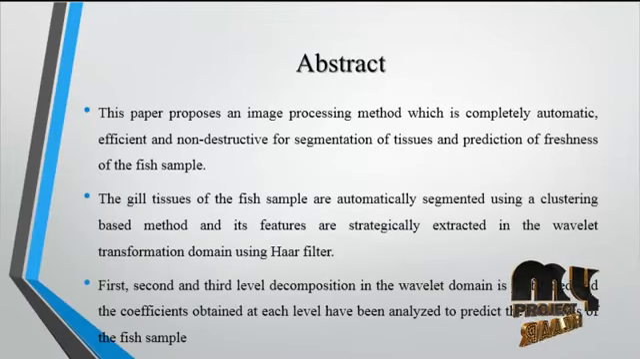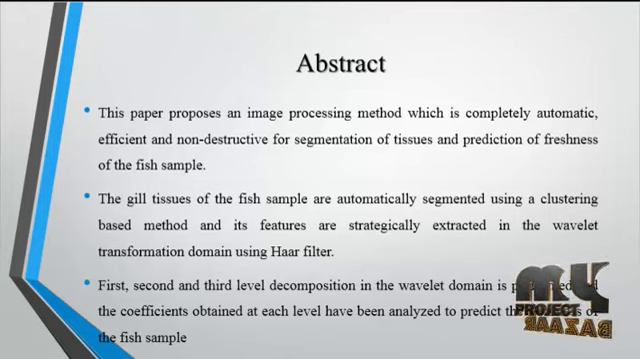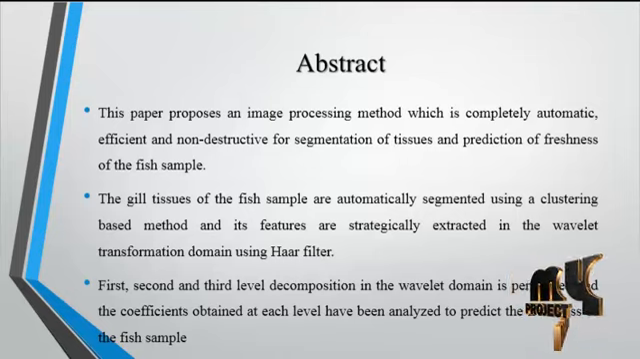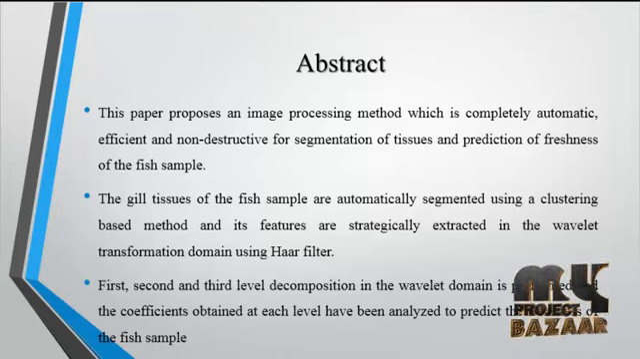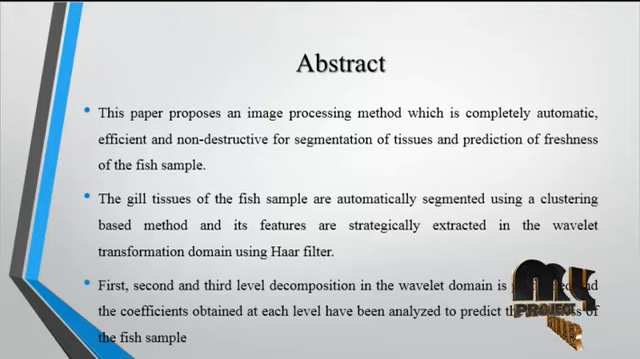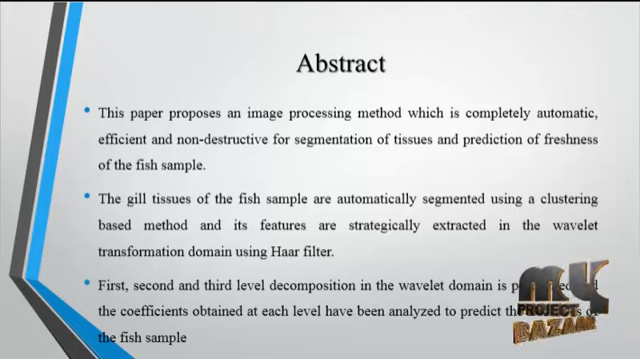Now we discuss the abstract for the process. In this process, an image processing method which is completely automatic, efficient and non-destructive is used for segmentation of tissues and prediction of freshness of fish samples. The gill tissues of the fish samples are automatically segmented using the k-means clustering method, based on the features statistically extracted in the wavelet transform domain using the Haar filter. Here one of the most important techniques is the KNN classification to classify whether the fish sample is good quality or not. First and second level decomposition of the wavelet is performed, and then the coefficients obtained at each level are analyzed to predict the freshness of the fish samples.